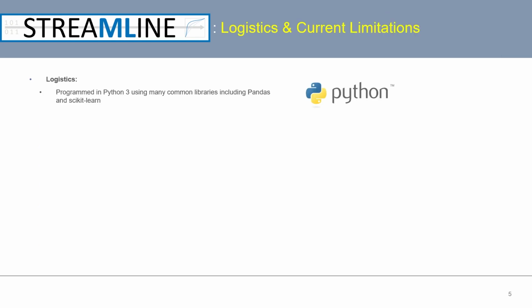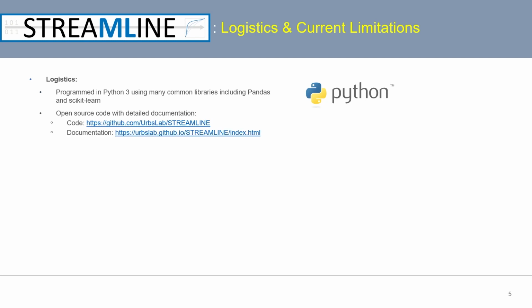Regarding logistics, STREAMLINE is programmed using Python 3, along with many common libraries including pandas and scikit-learn. Open source code along with detailed documentation can be found at the following links.